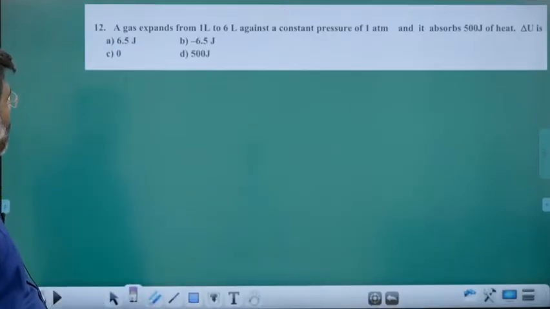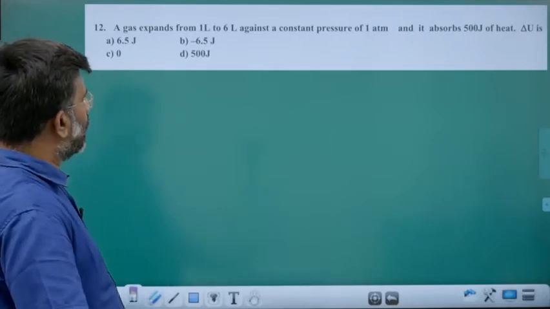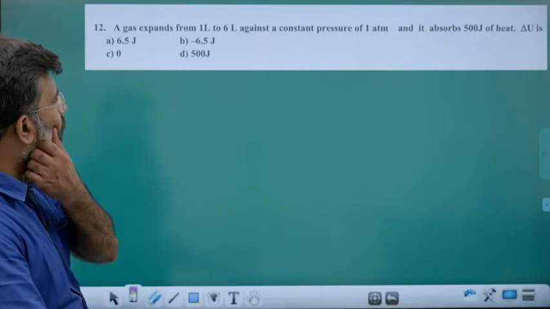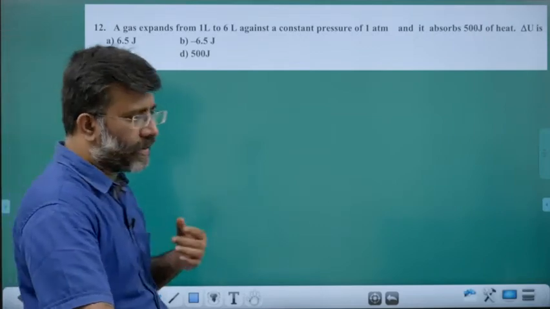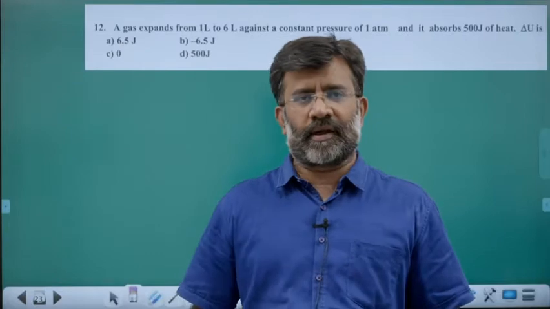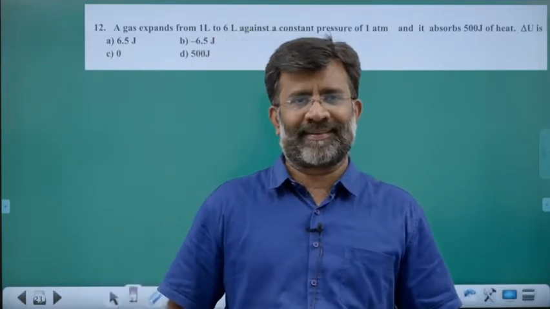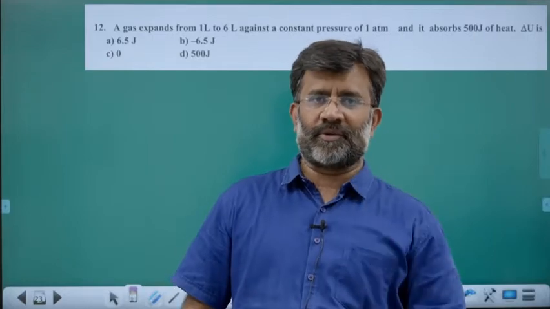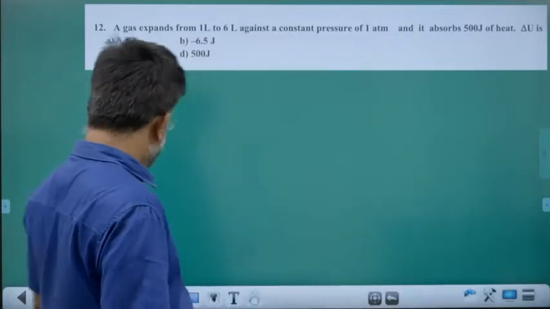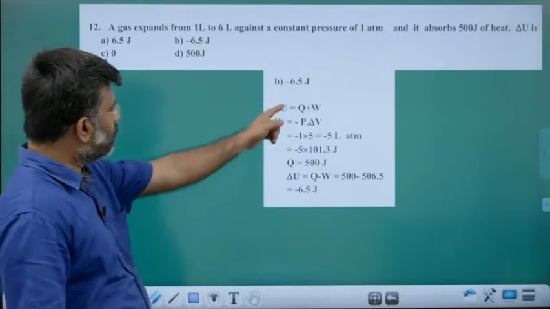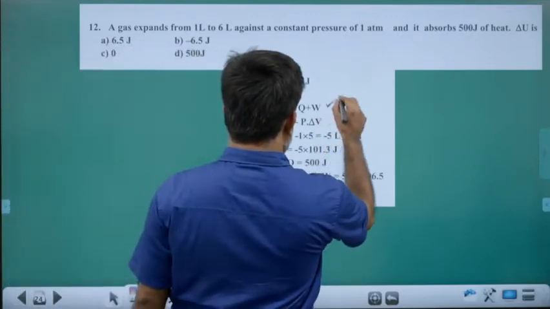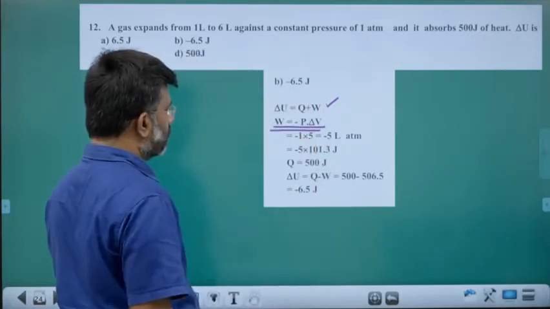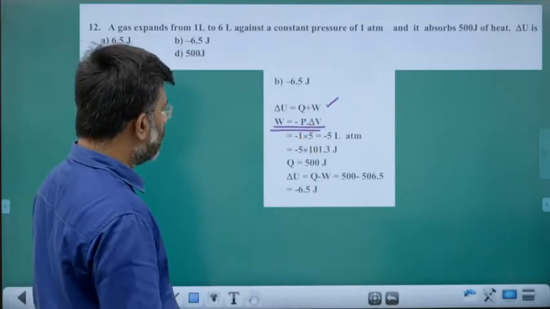A gas expands from 1 liter to 6 liter against a constant pressure of 1 atm and it absorbs 500 joules of heat. Delta U is, again, first law of thermodynamics, delta U is equal to what? Q plus W. Q is given. Data for W is given. Work it out and find out. What is W? P delta V.